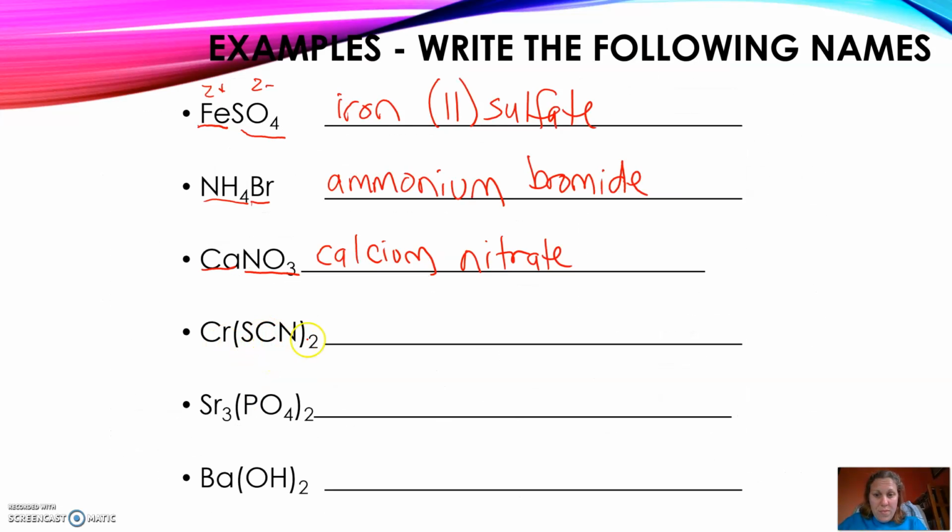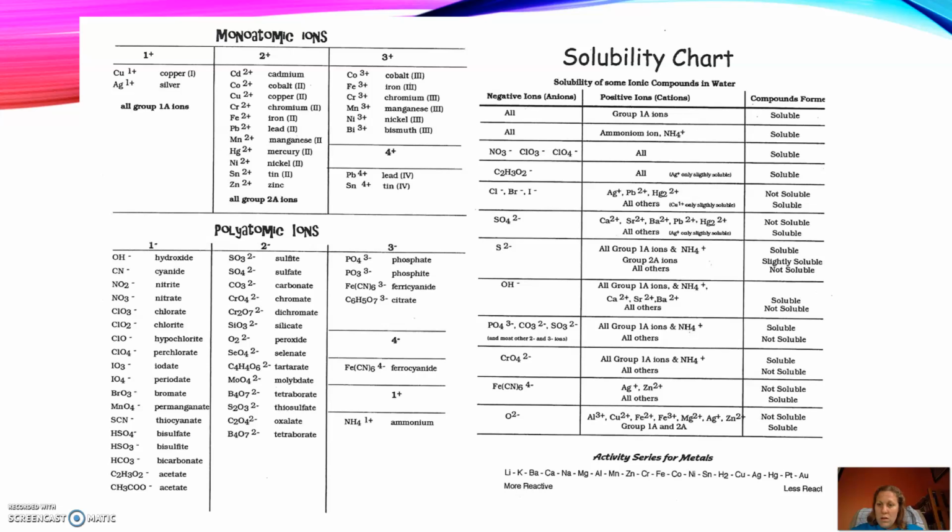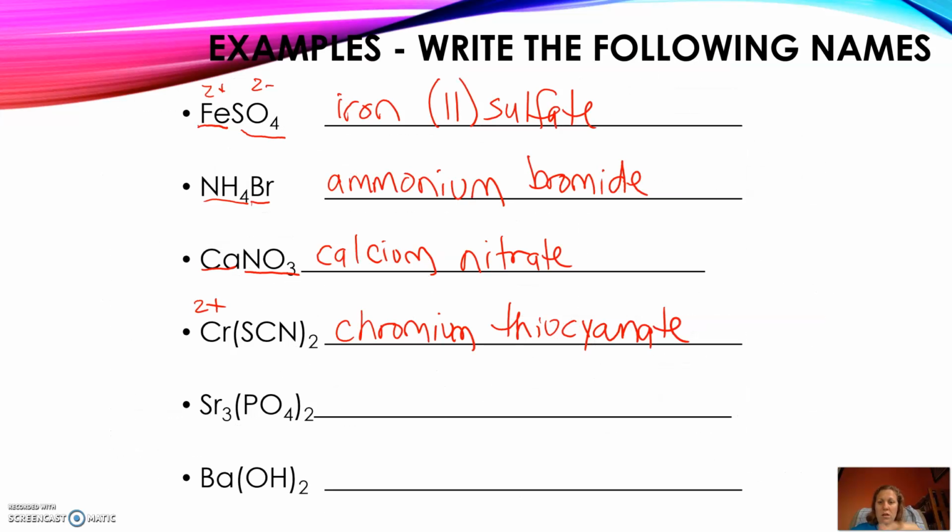It's got a 2 outside of it, and chromium is a transition metal, so if there's a 2 over here, that means it's a 2+. The other dead giveaway, because they act like one thing, that's why there's parentheses: if there's a number on the outside, that's automatically going to be the charge of the transition metal. So this is chromium, and then thiocyanate. I think I spelled that right. Oh, I forgot the 2. And okay, if you have to add a Roman numeral in like that, whatever.